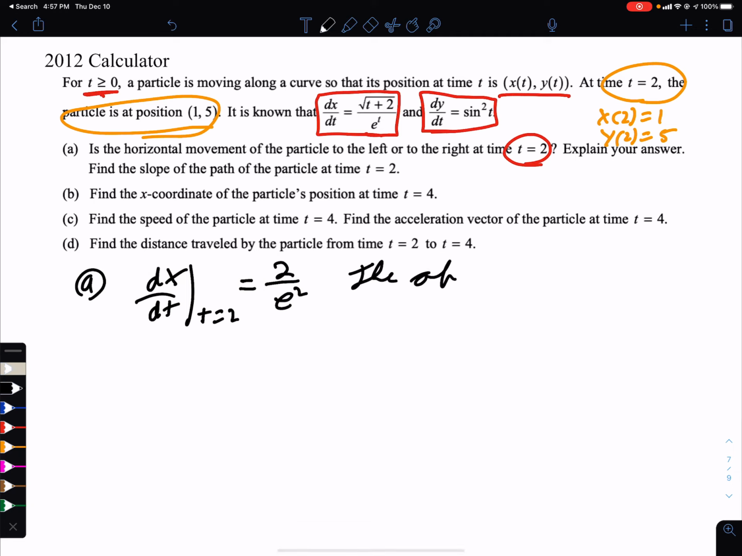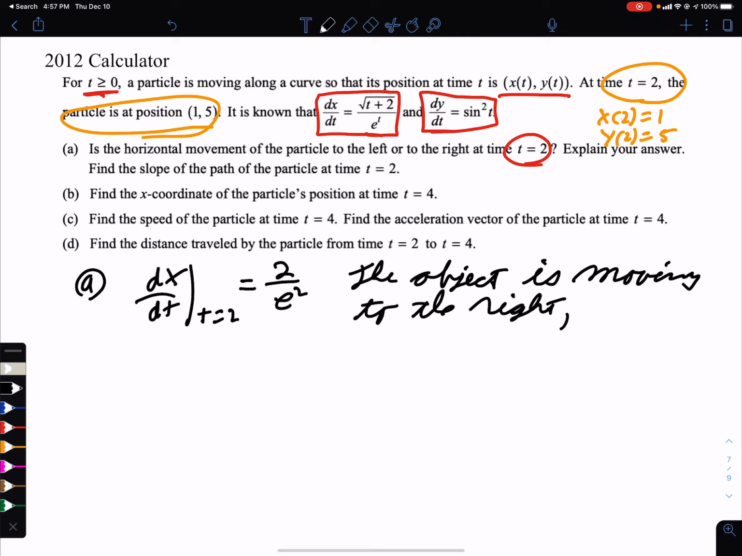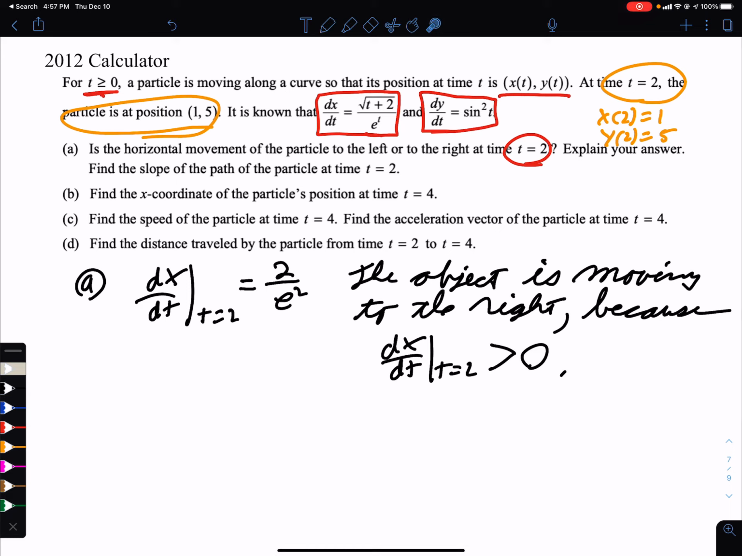The object is moving to the right, but you need to give a reason. Why? Because dx/dt at t equals 2 is greater than 0. So again, how does that fit with justifications? If the derivative is positive, then the function is increasing. So since the derivative is positive, x is increasing. Well, if x is increasing, it's moving to the right. So that's what's going on for part A.